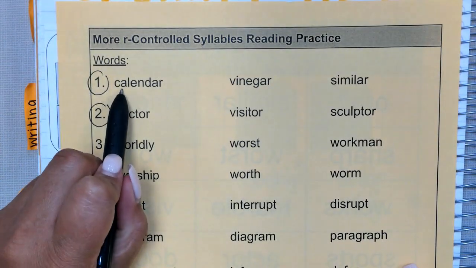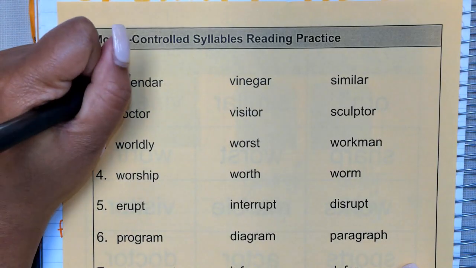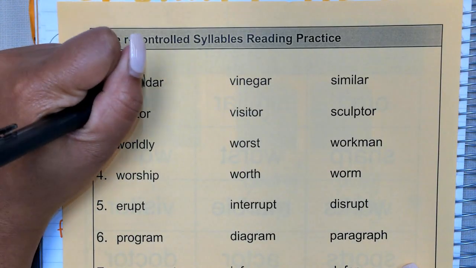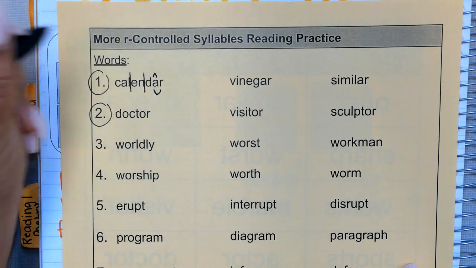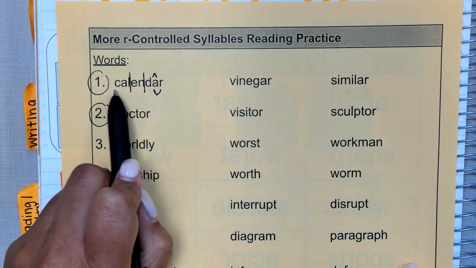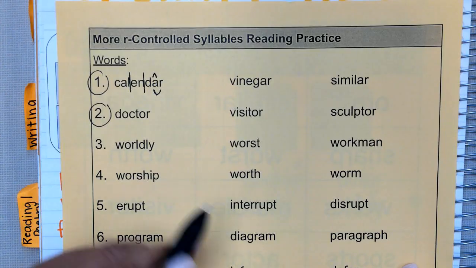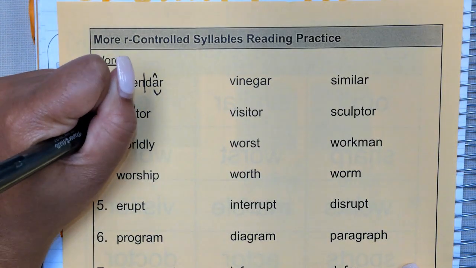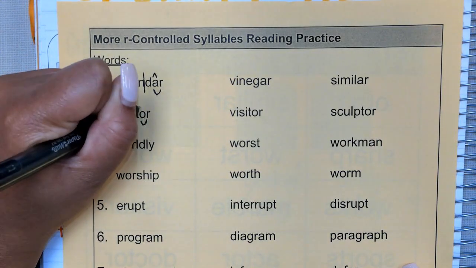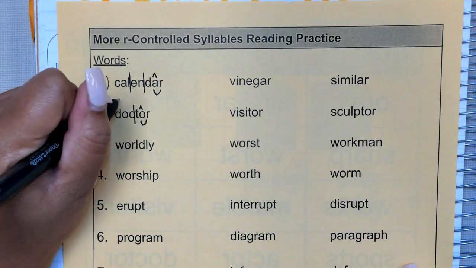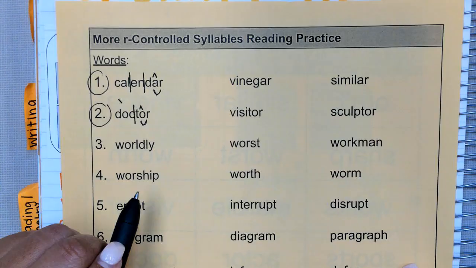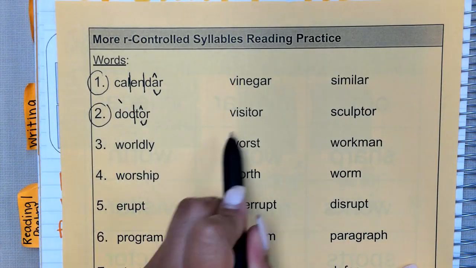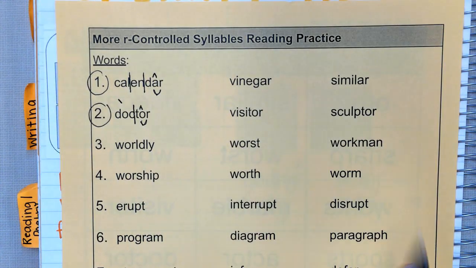So we've got calendar. This is 3 syllables. Arc, circumflex. And where do we emphasize the word calendar? How do we say it? Doctor, we already did. So we know here's our R-controlled syllable. The accent mark goes here. We say doctor. So all of these words have more than one syllable. Divide them into their syllables, and then you are coding them.